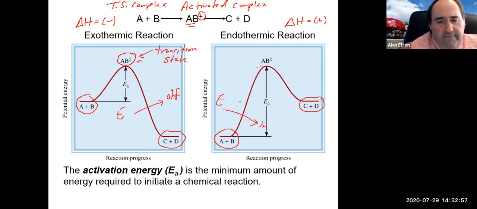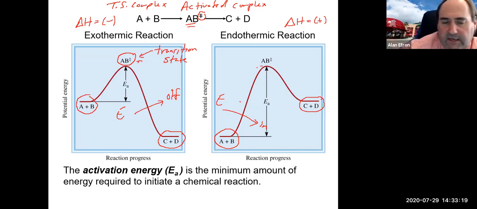That's why for a lot of years it's been very hard to isolate that guy in the middle, because he's a guy with partially made bonds, partially broken bonds, very high in energy, and again, doesn't hang around a very long time because of that. I don't want to say unstable, but he's not very happy to be there. He wants to get down to the other side very, very quickly.